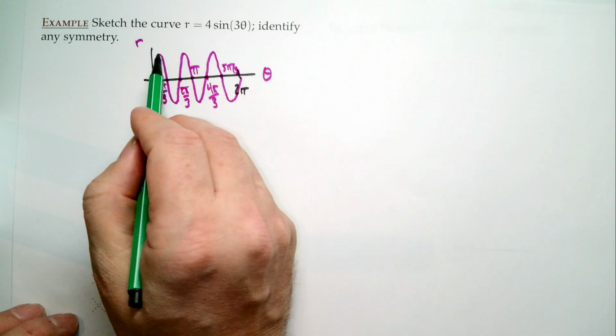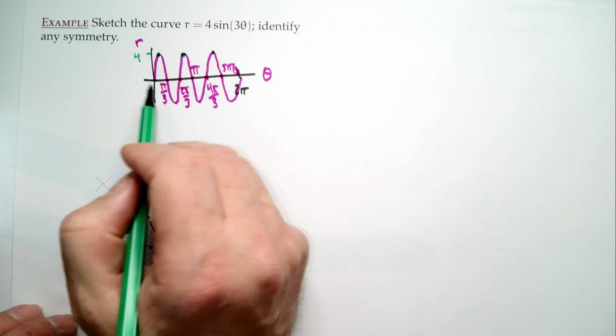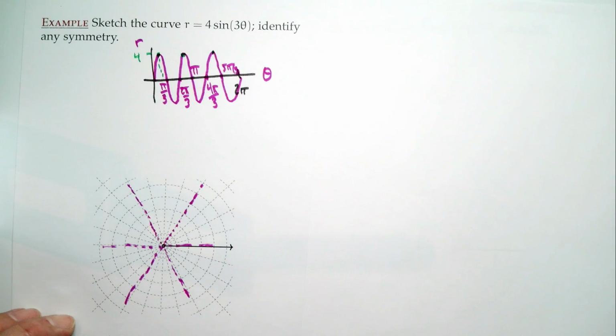Now, the next thing is let's talk about where we are at the peaks. So this is at 4. So where does this one occur? Pi over 6. And so it's out at distance 4, so I'm going to go out to pi over 6. 1, 2, 3, 4. Okay, so there we go. There's a point.